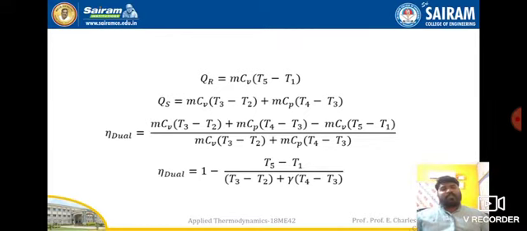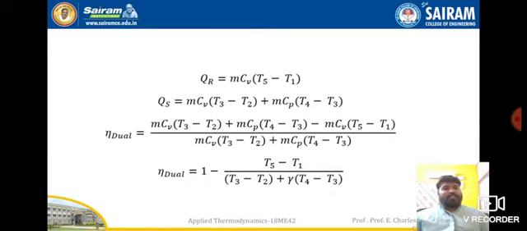So what is efficiency? Any efficiency is output by input. What is the output here? Net work done. What is the input here? Heat supplied. So net work done is equal to QS minus QR, which is nothing but heat supplied minus heat rejected, will be the net work done. The same thing is written in the numerator. What is heat supplied? m Cv (T3 minus T2) plus m Cp (T4 minus T3). This is heat supplied, okay?